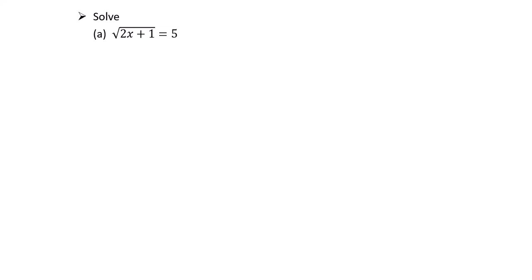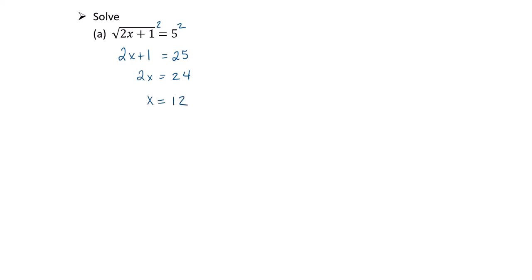Now let's practice solving some more involved radical equations. Solve the square root of 2x plus 1 equals 5. Step number 1, isolate the radical, is already finished. Now we're going to square both sides of the equation so that we can undo the square root. The square root of 2x plus 1 squared gives us 2x plus 1. 5 squared is 25. Now we have a simple linear equation to solve. I'll subtract 1 from both sides and divide by 2.